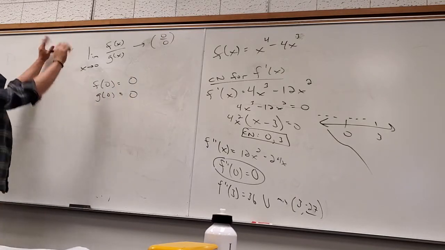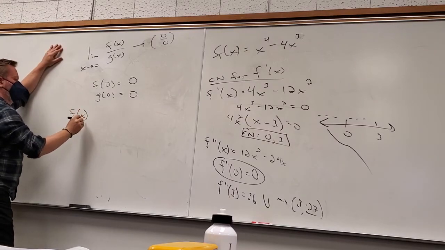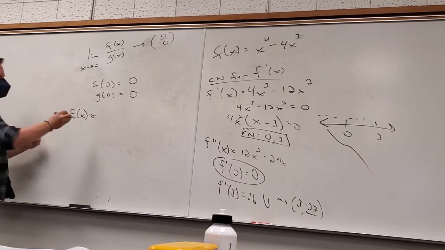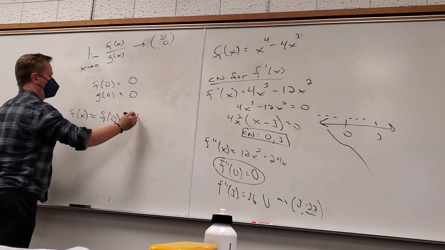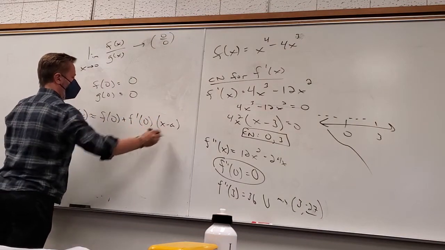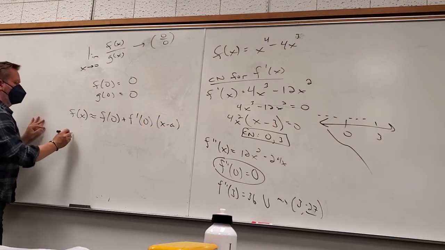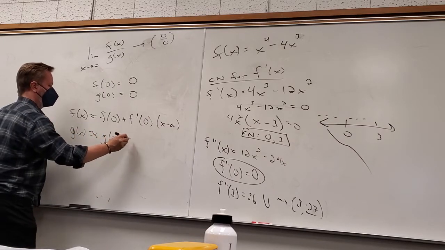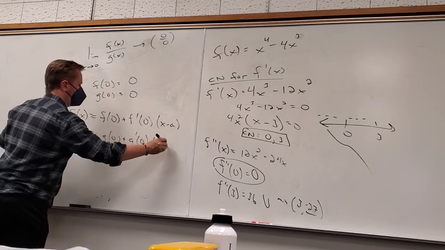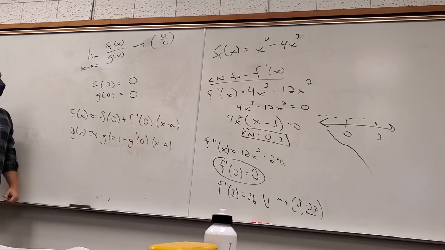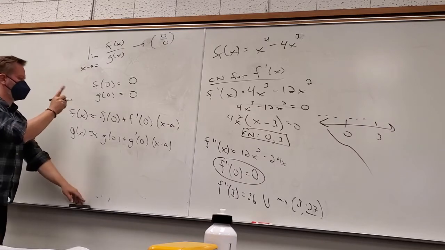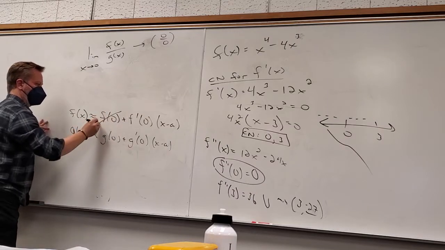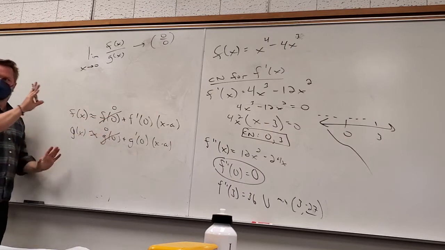Now watch this. Isn't f of x doing what we did on the quiz today? Isn't that approximately f of 0 plus f prime of 0 times x minus a, right? And g of x approximately g of 0 plus g prime of 0 times x minus 0. Now, I just erased the important thing. This is 0, yes? And this is 0, we just said.